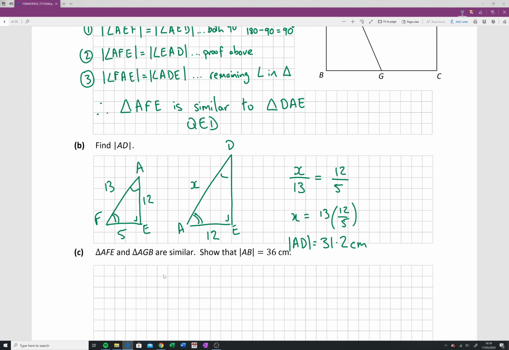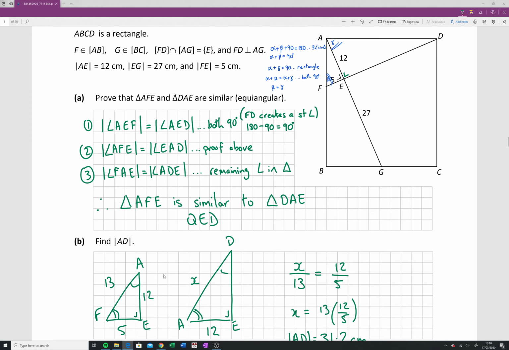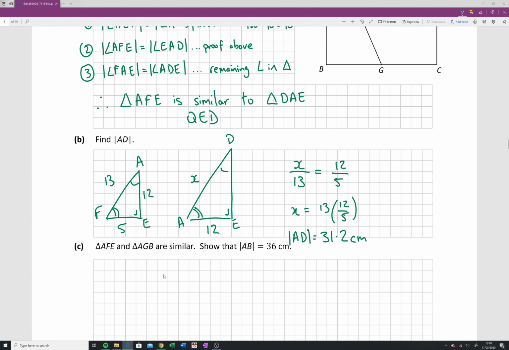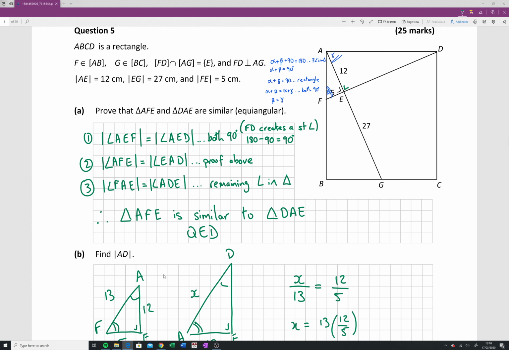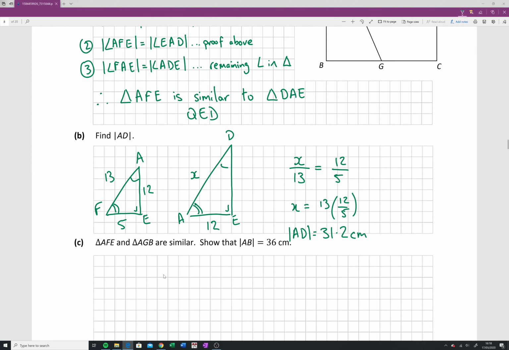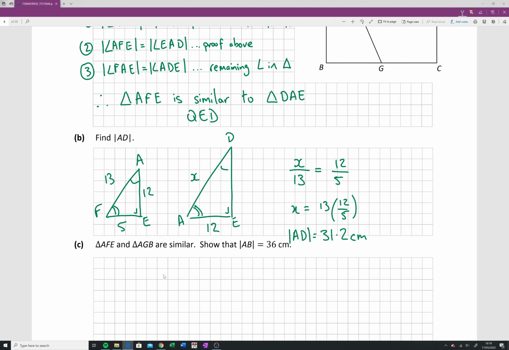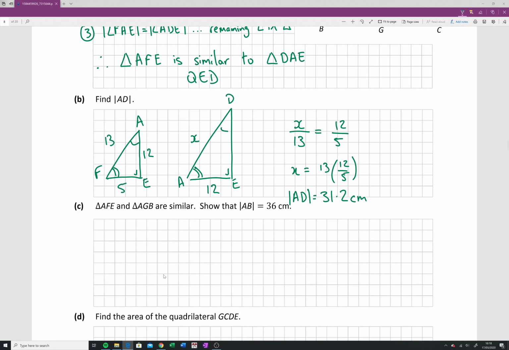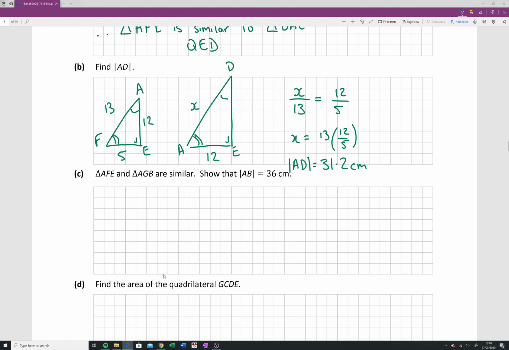AFE, the triangle. So A to F to E. Okay, that's the one that we were dealing with, the small one. And A to G to B. A, G, B there. We're told that they're similar and show that AB is 36. Okay, so same approach again. Always a good idea to draw these out. AEF. We know that that's 12. We know that that's 5. We know that that's 13 by Pythagoras. And we were using a double for that, and that's there.